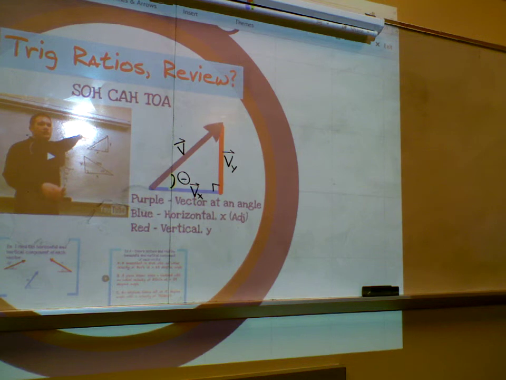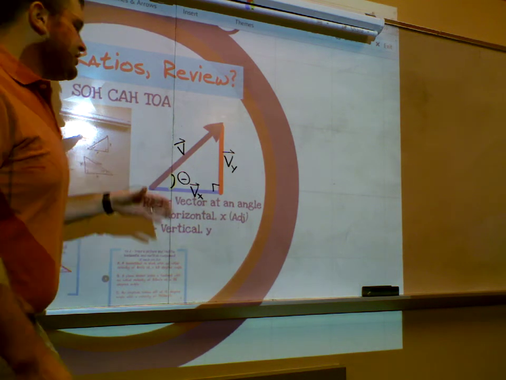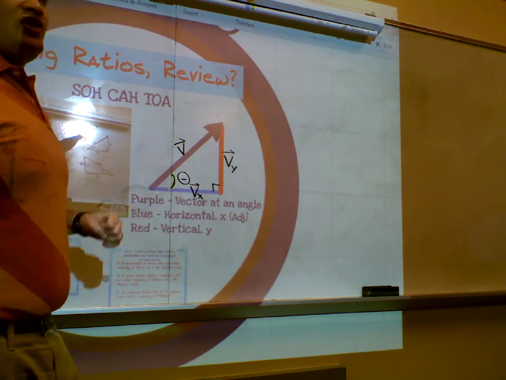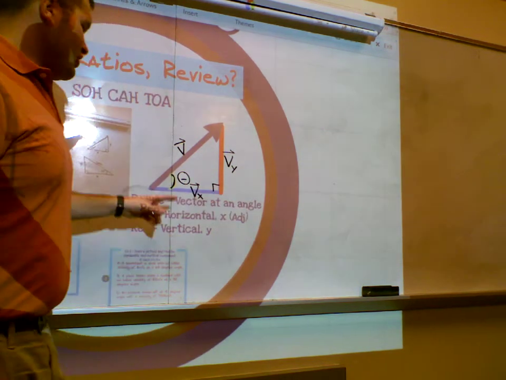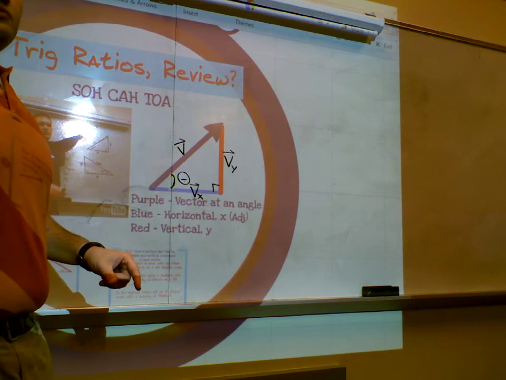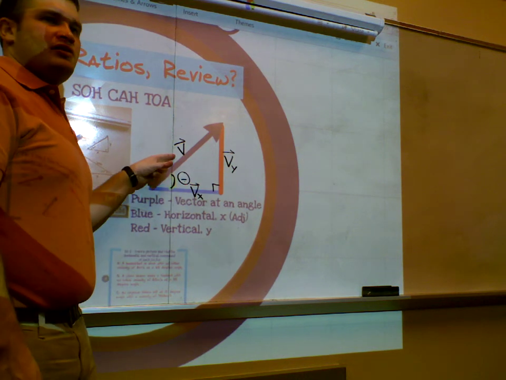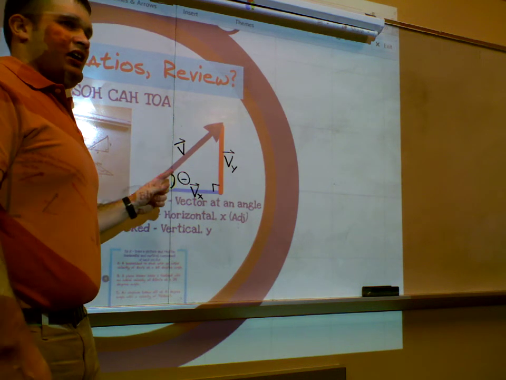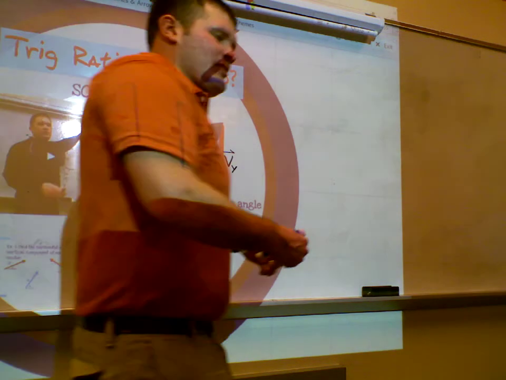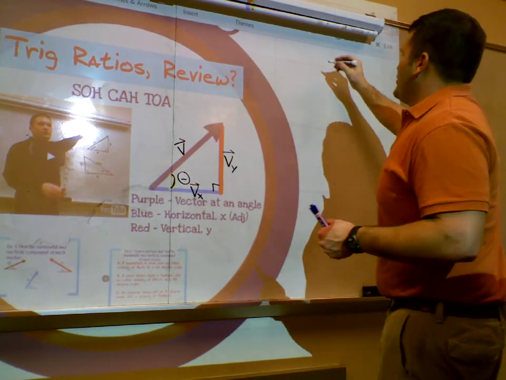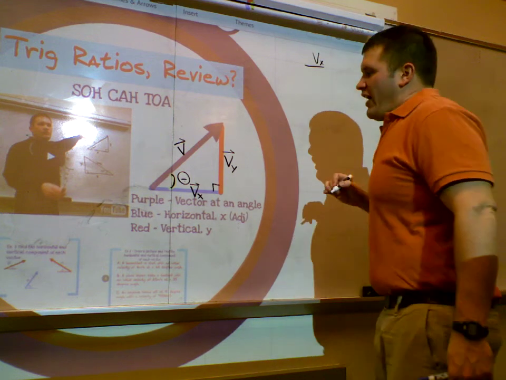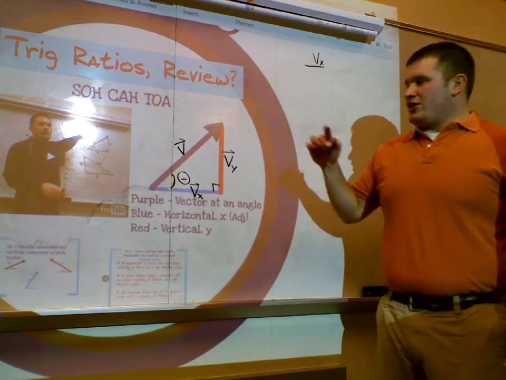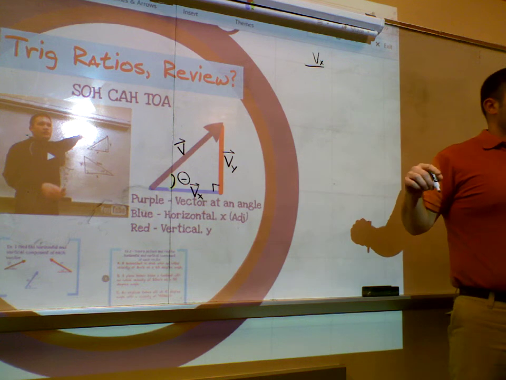What I want you guys to do, because like I said, this is not a geometry class, this is a physics class, I want us to figure out an equation for Vx and an equation for Vy in terms of theta and V. In terms of our angle and the velocity vector or the hypotenuse. Does that make sense? So, let's find an equation for Vx.